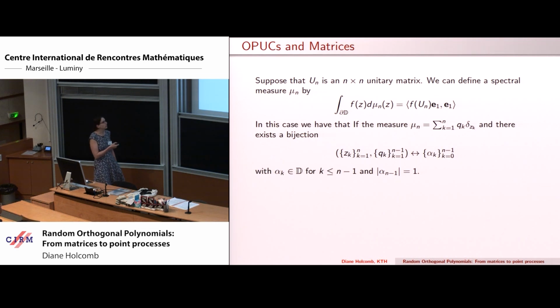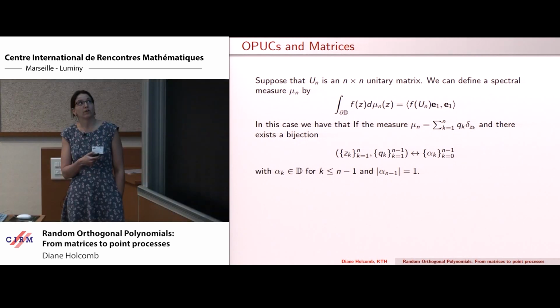So as I mentioned, you still have some sort of set of eigenvalues, so it's finite support, but now you have some extra coefficient q_k that's called the spectral weight. And now we have a bijection, and it's an explicit bijection between these z_k, q_k, which we'll call the spectral data, and the alpha_k over here, which would be the recurrence data or the Verblunsky data.